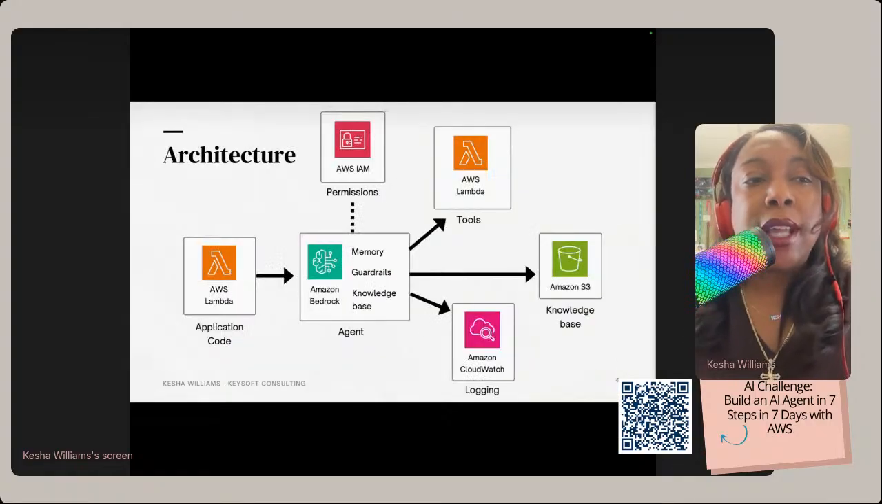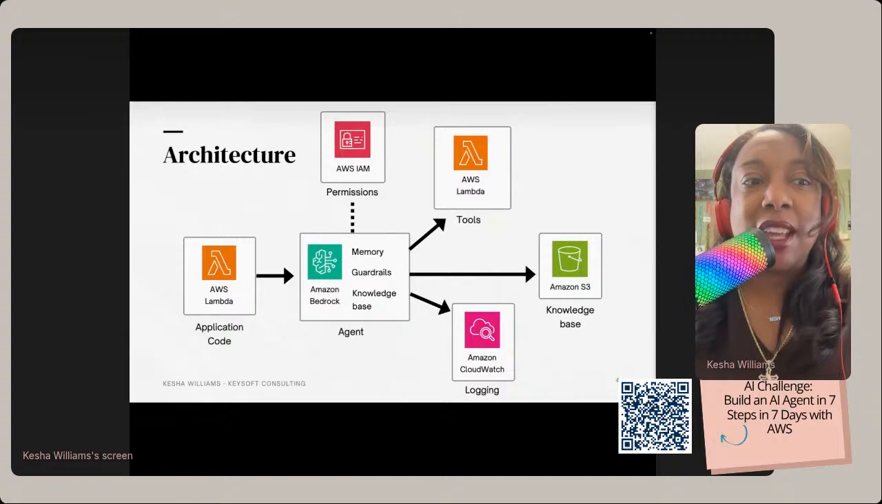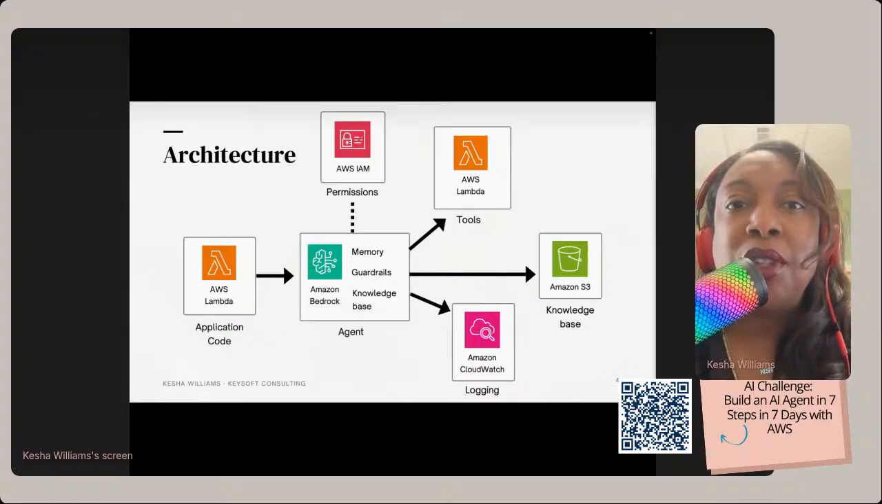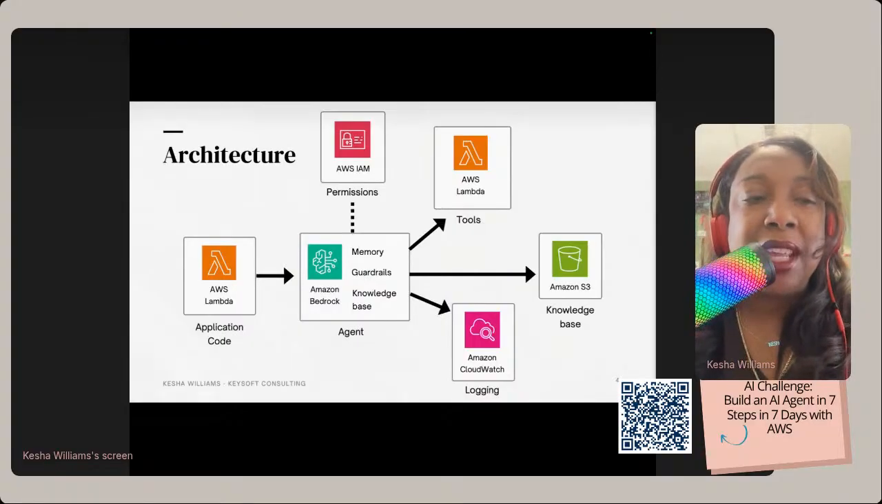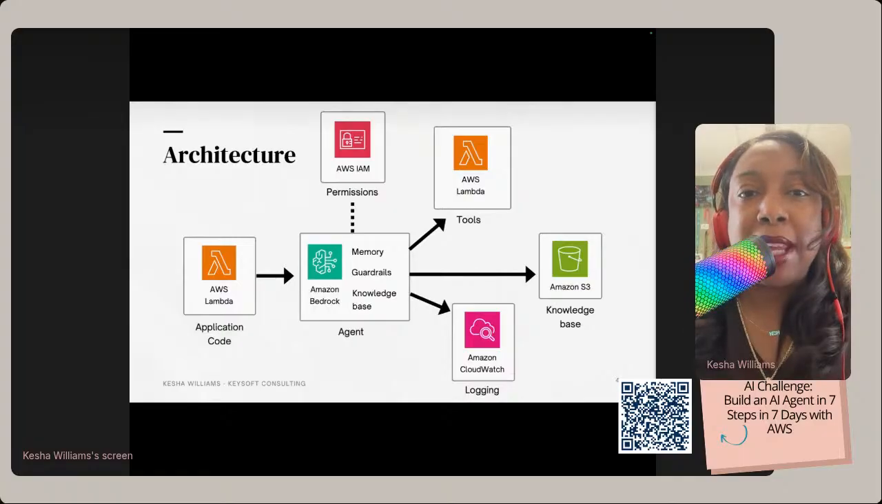So a quick look at the architecture and just really trying to walk you through how all of these pieces fit together. I mentioned before that we would use Lambda in two different ways. The first way you see on the far left of the screen is the application code. So Lambda will test the agent that we build. And then with the Amazon Bedrock, I mentioned within that memory, guardrails, and knowledge base that comprises our agent.